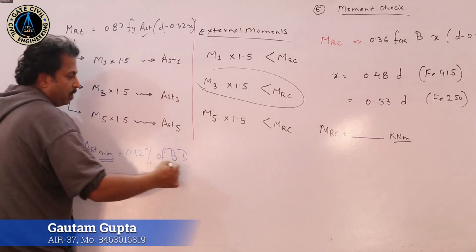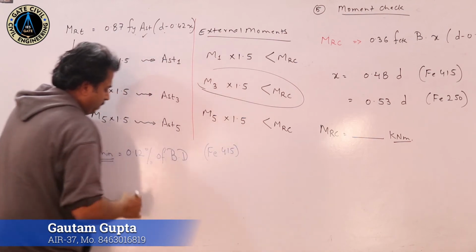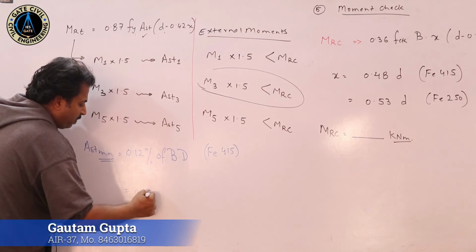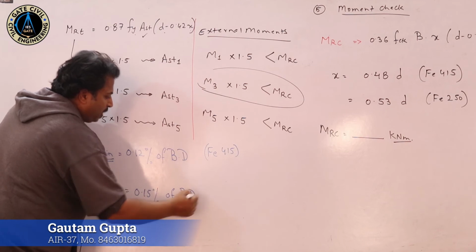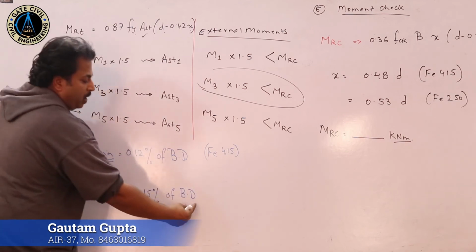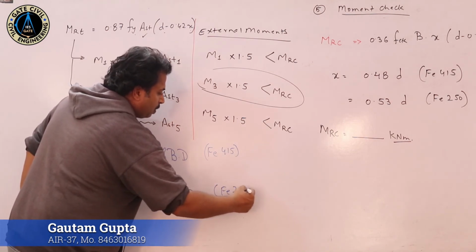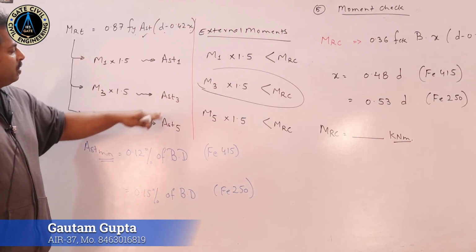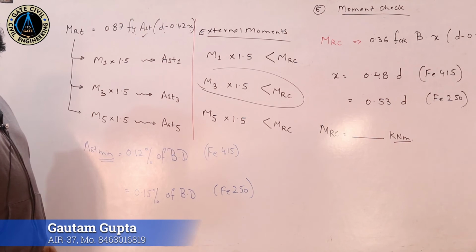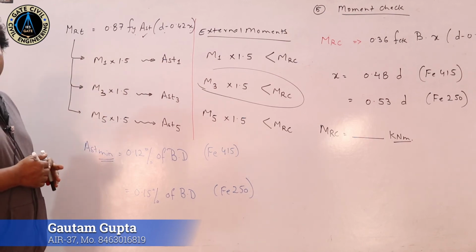This particular value is used for Fe 415, and 0.15% of B into capital D, that is the overall or gross area, for Fe 250. So all these values, AST1, AST3, AST5, should satisfy the minimum criteria. So this is how we perform a moment check.